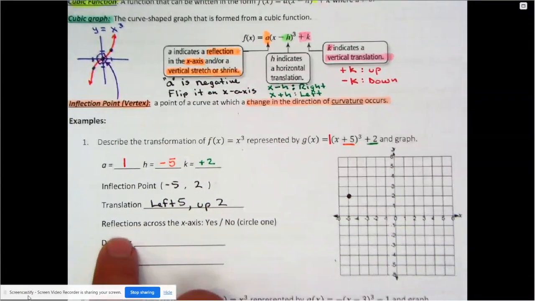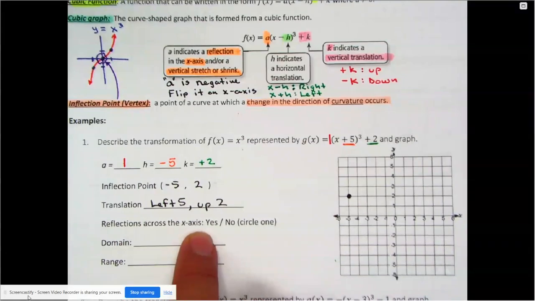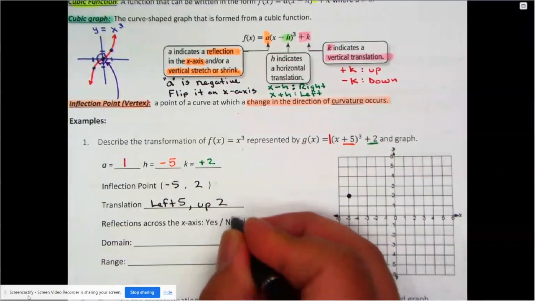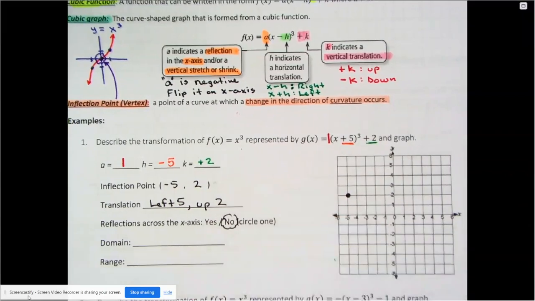And the next question says, do you have a reflection across the x-axis? Well, my a-value is positive. If my a-value is positive, then no, we do not have a reflection going on. And then it asks for domain and range. So we're actually ready to draw it.